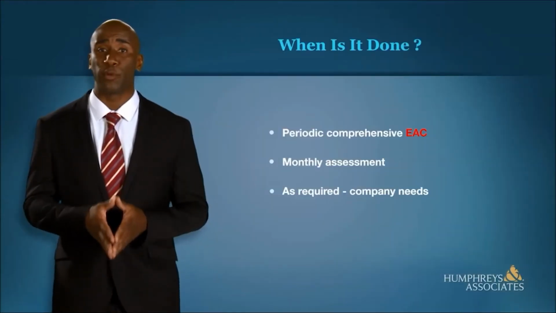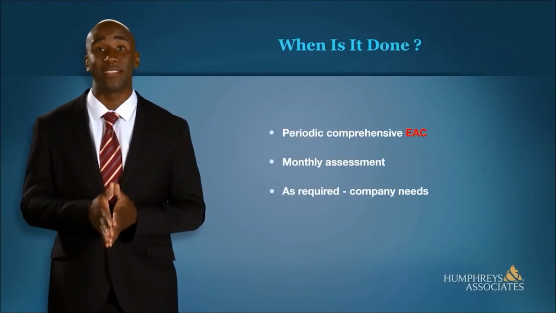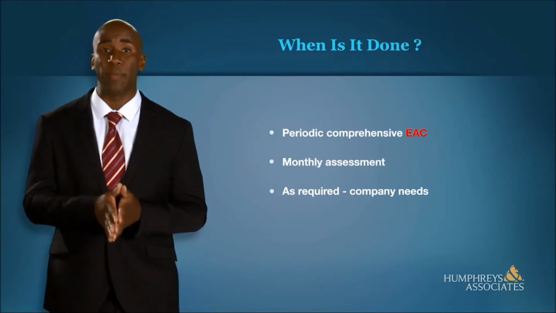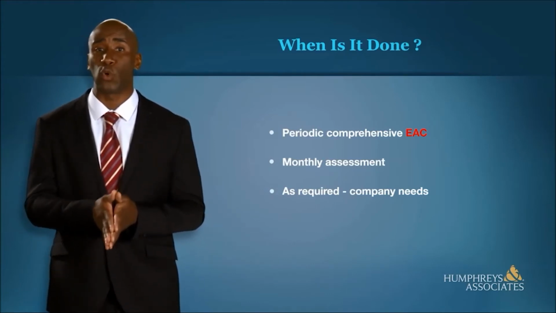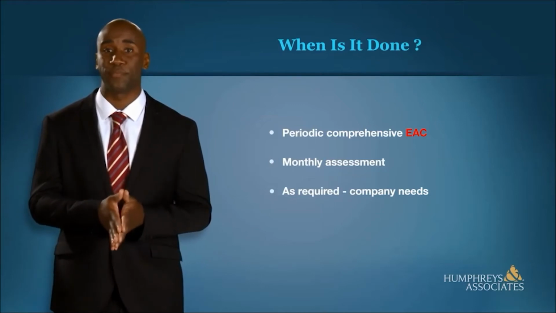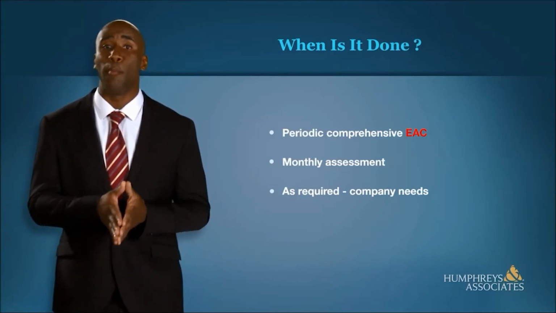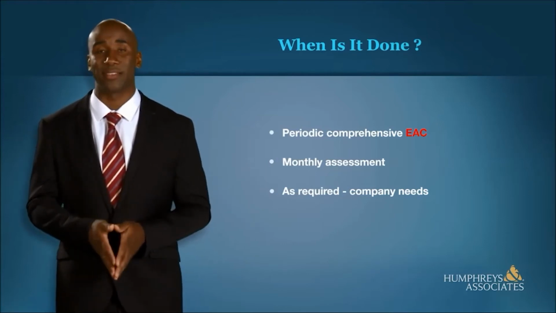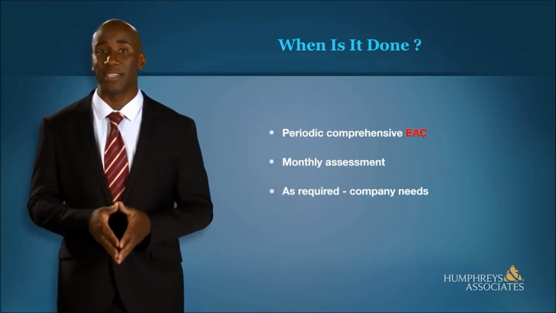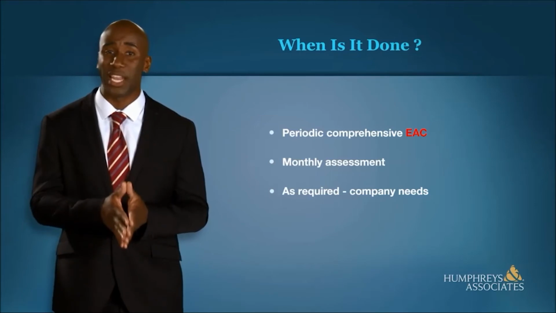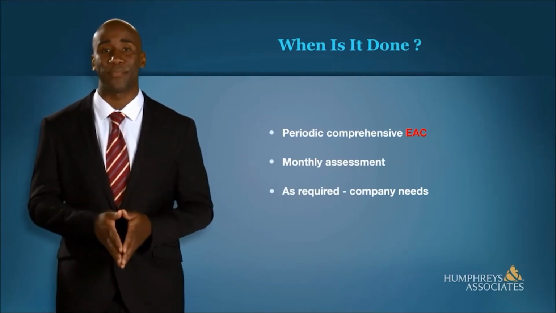A contractor on a large project may take weeks to complete a comprehensive EAC. Contractors usually perform at least one comprehensive EAC annually. More may be performed per internal procedures or the discretion of the project manager. The comprehensive EAC is a bottoms-up estimate, much like the initial proposal process. The monthly EAC assessment is not as stringent as a comprehensive EAC.